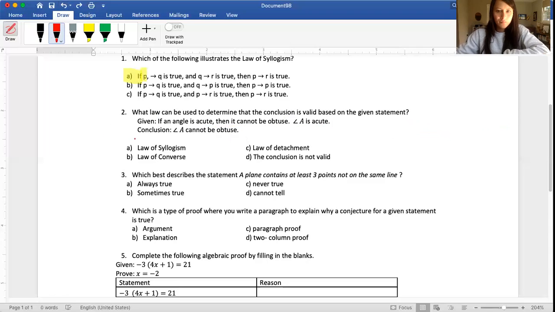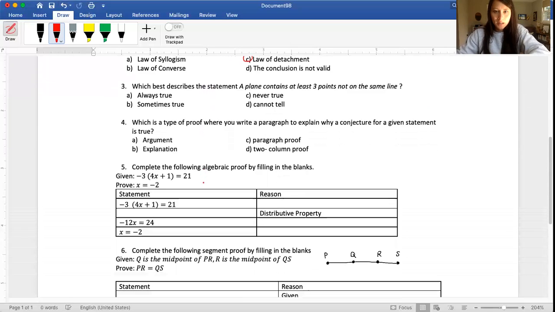And then number three, what best describes the statement: a plane contains at least 3 points not on the same line? If you look at your postulates, that is one of the postulates that we wrote down in your notes. This is always true. A plane always has at least 3 non-collinear points, so 3 points that are not on the same line.